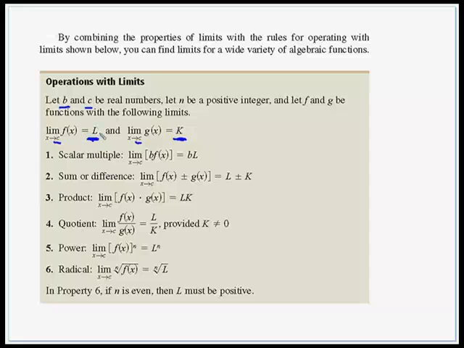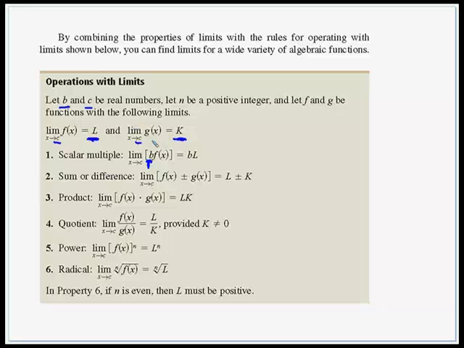F of x has an output value of L. We're approaching the same c value here. This other function, g of x, has this other limit, k. So our first operation is the scalar multiple. We could have the limit as x approaches c of b times f of x. And remember, b is just some number.